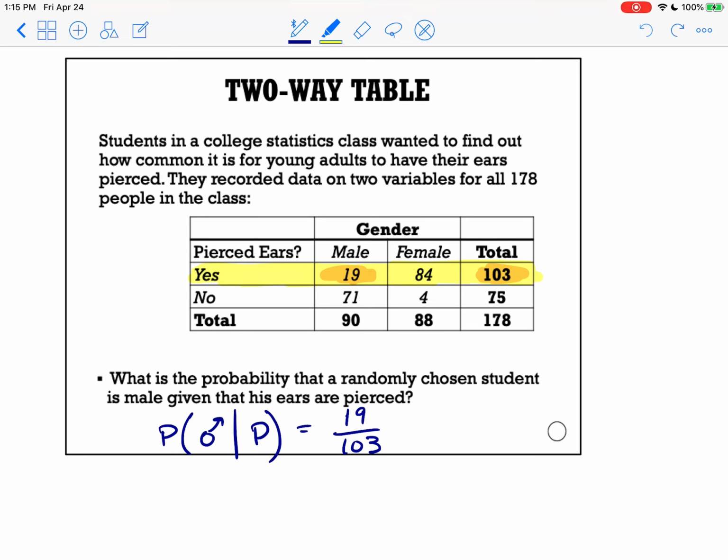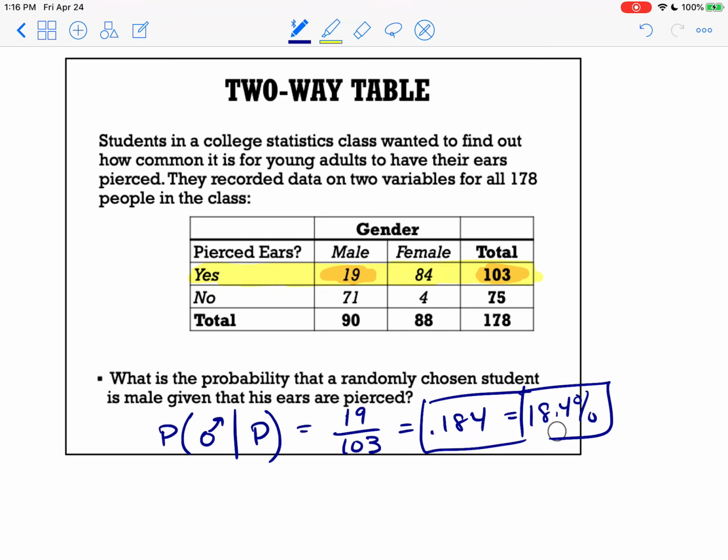And so, still got my highlighter on there. So if we do 19 divided by 103, the probability that I'm going to randomly choose a student from the group of people who have their ears pierced that is male is going to be 0.184, or 18.4%. There are many more females than males that have their ears pierced, so it's less likely that I'm randomly going to choose a male student if I'm only choosing from the students that have their ears pierced.